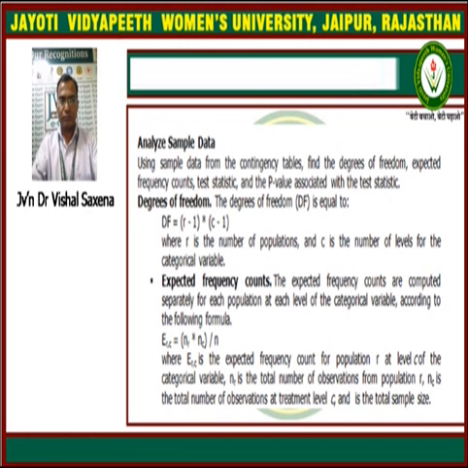Next are the expected frequency counts, which can be given by E(r,c) equals n_r times n_c upon n. This is the formula to find the expected frequency, where E(r,c) is the expected frequency count for population r at level c, n_r is the total number of observations from population r, and n_c is the total number of observations at treatment level c of the sample.